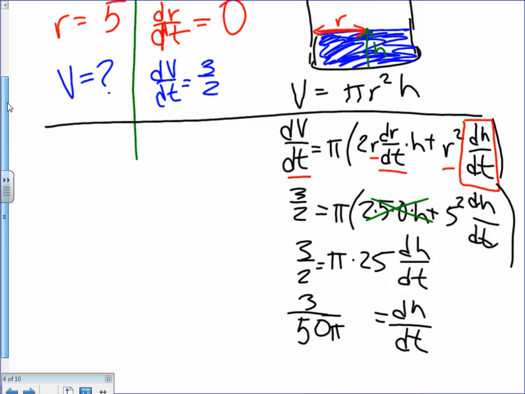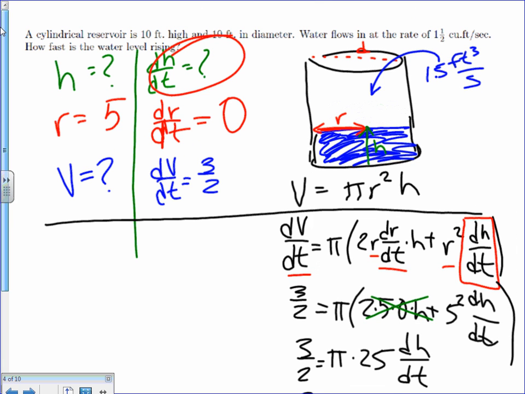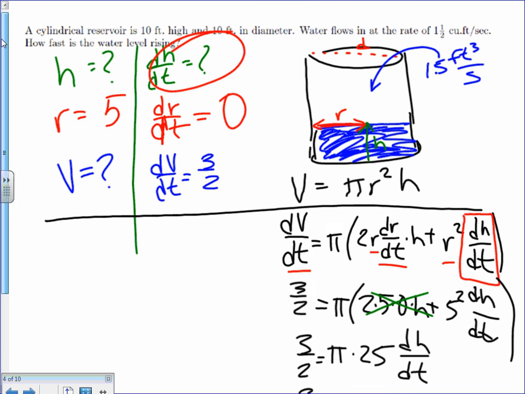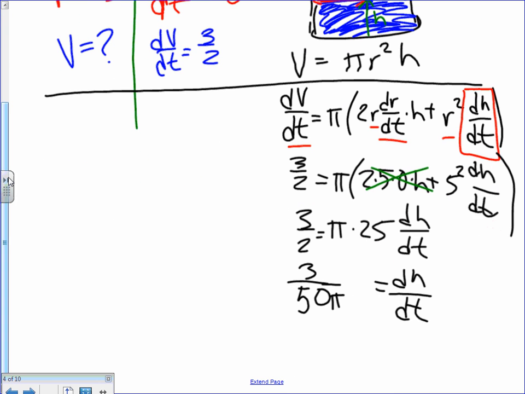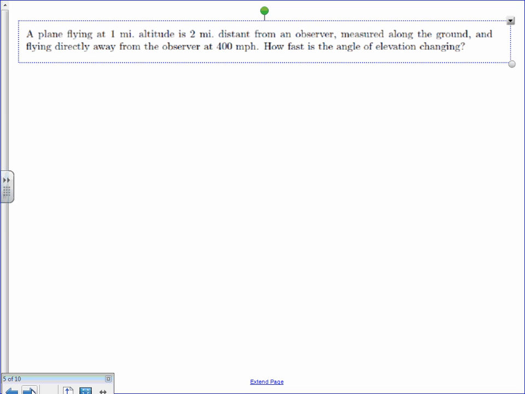So dh dt, that's the height. That's going to be a one-dimensional thing. We're talking about feet, and we were talking about per second. So feet per second. All right, fantastic. Let's go on to the next one.